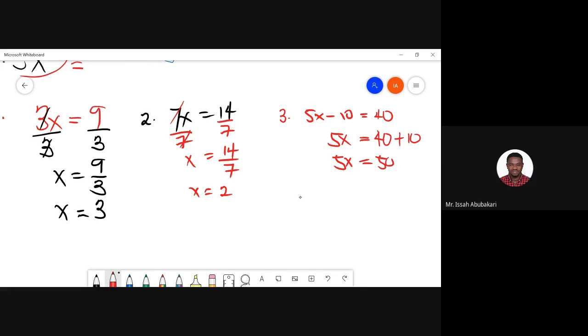And then we divide both sides by 5. You see, this one comes back to the first type that we were talking about. So we come back to the first type, and then we divide both sides by 5. And x is equal to 10. Is that okay?